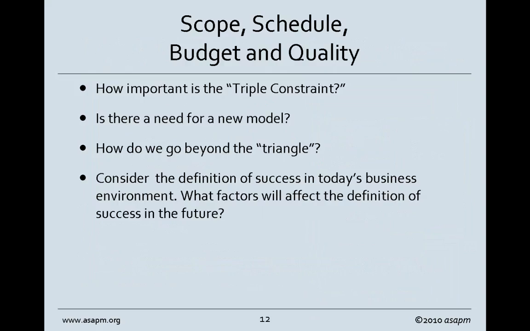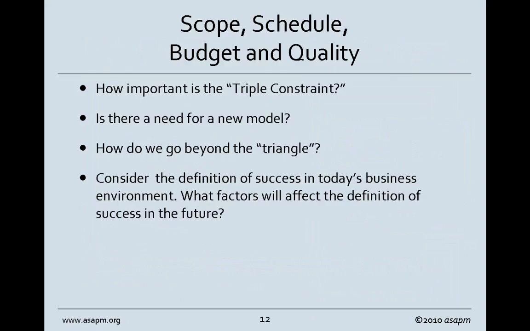Now, this slide that we're bringing up here is an invitation for some comment, and the question for the people on the call here is how important is the triple constraint? And I know that there's talk of several different models out there. Is there a need for a new model? How do we go beyond this traditional triangle of these three points? And what is success when we look at business today? What's the definition of success in our business environment, and what should we be focusing on in trying to assure that we're going to be successful in the future?